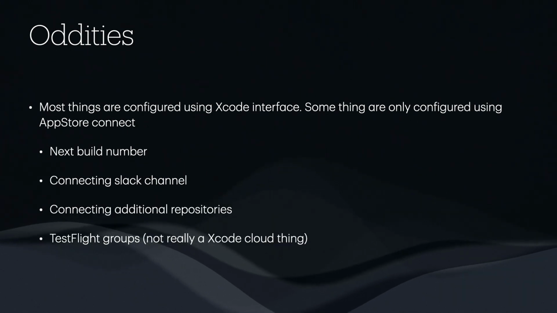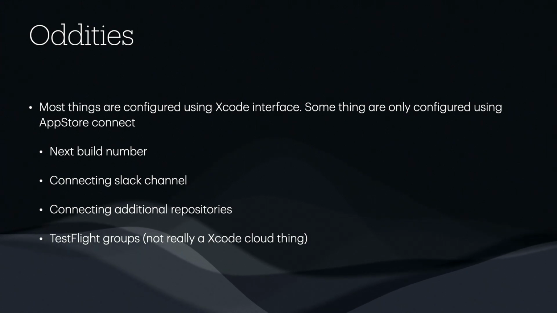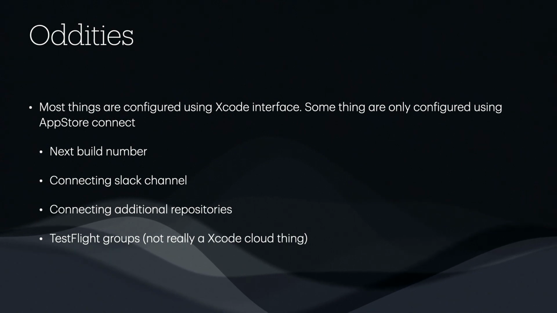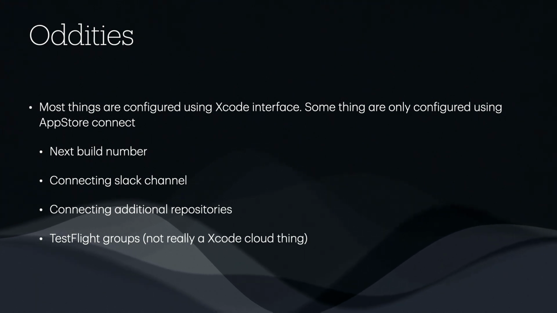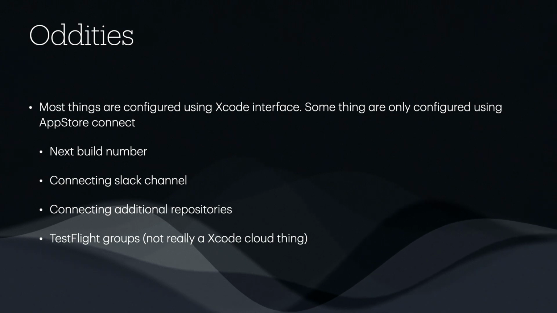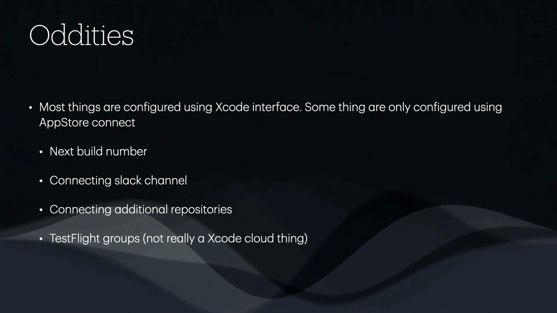Some oddities, which kind of don't belong on any particular slide. It automatically increments the build number. I don't know why some CI/CDs don't do that for you. You have to add an extra step, that kind of stuff. Like Fastlane, you've got to add an extra step. Like I said, you can connect to your Slack channel. You can connect additional repositories, TestFlight groups. It doesn't manage your TestFlight groups. You have to do that yourself.